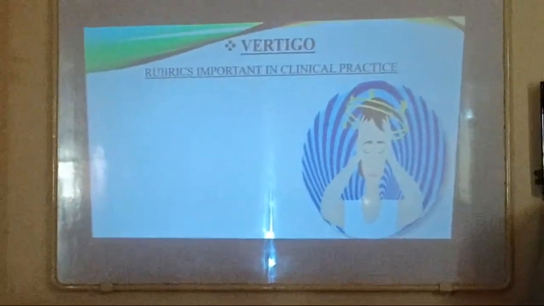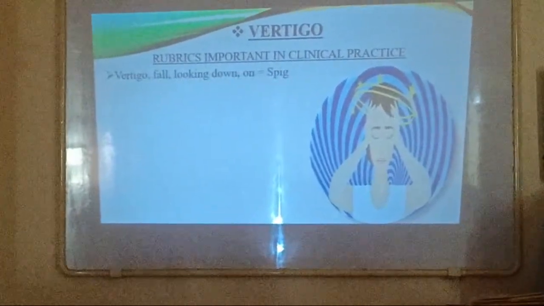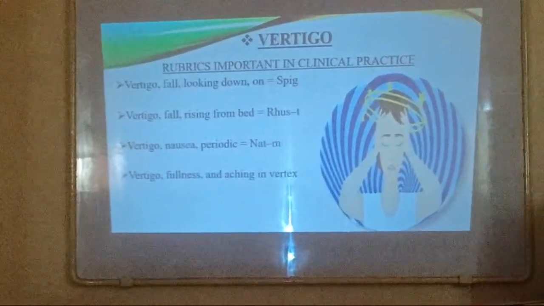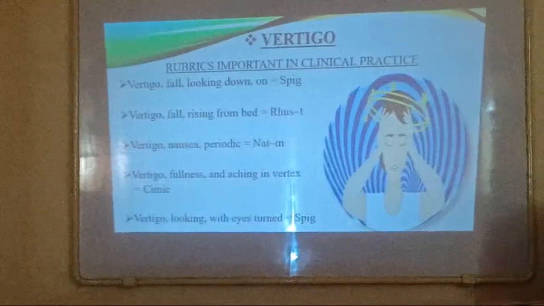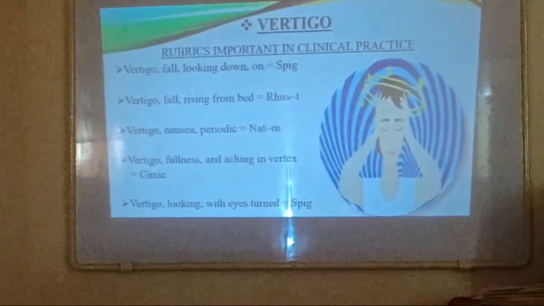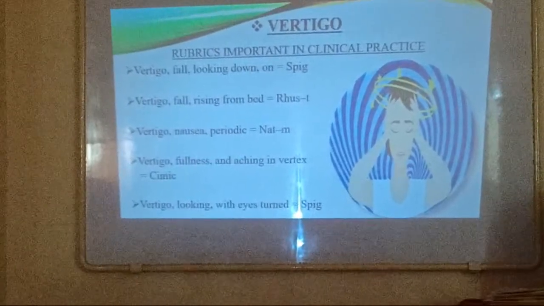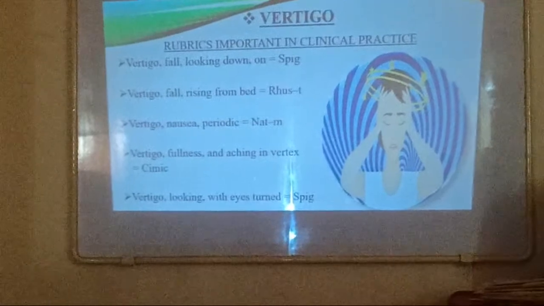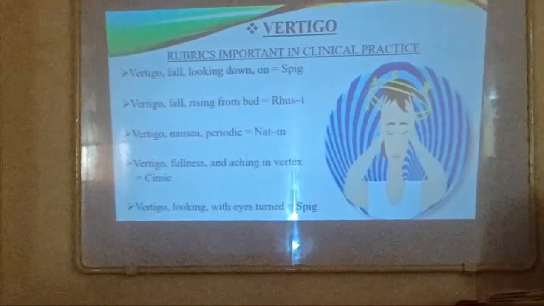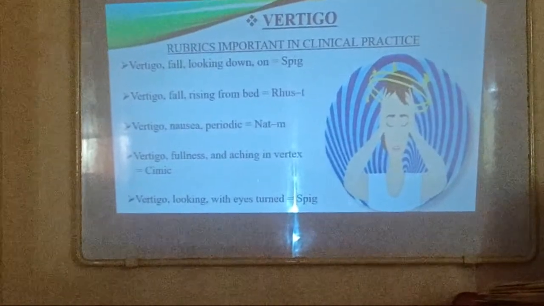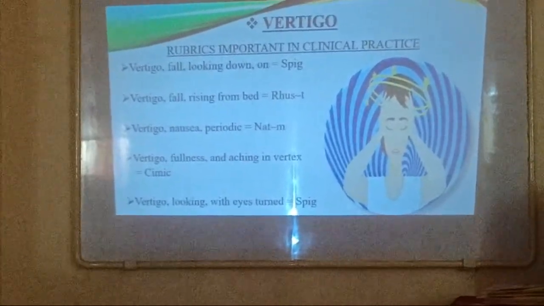For vertigo, single rubric medicines. Rubrics important in clinical practice, that is for vertigo. Vertigo, fall, looking down on, Spigelia. Vertigo, fall, rising from bed, Rhus tox. Vertigo, nausea, periodic, Natrum mur. Natrum mur, one of the periodic medicines.